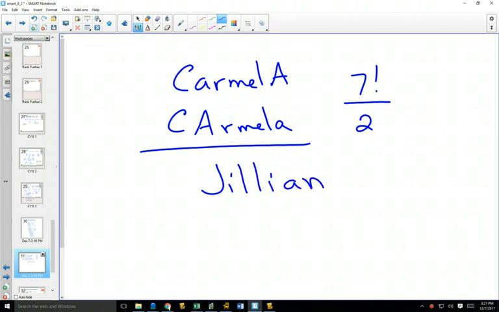Two L's and two I's. So if we considered that, how many different ways could I rewrite that would be identical? Normally there are 1, 2, 3, 4, 5, 6, 7 letters. But how many times can I write Jillian by just mixing up the I's and the L's so it still says Jillian, but it's different?